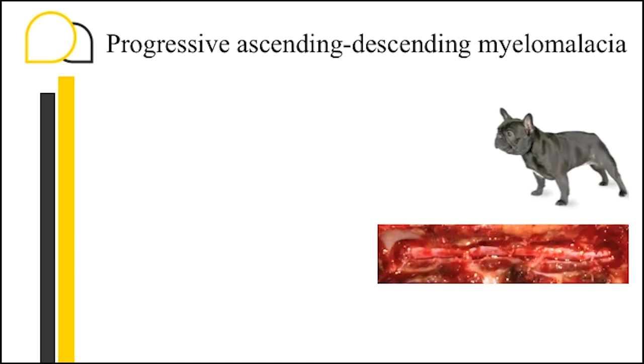When we talk about intervertebral disc extrusion, it is crucial to bear in mind this condition, progressive ascending and descending myelomalacia. This is an irreversible softening of the spinal cord parenchyma that happens in dogs with severe spinal cord injury, so normally in dogs grade 5, plegic without nociception. As I said, this is irreversible, progressive, and catastrophic and life-threatening, requiring euthanasia in the vast majority of the cases.